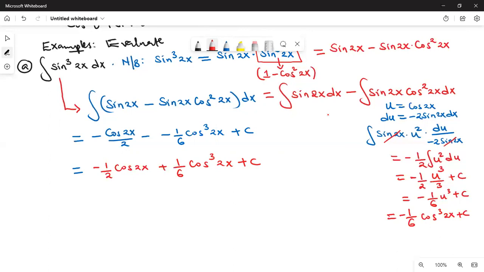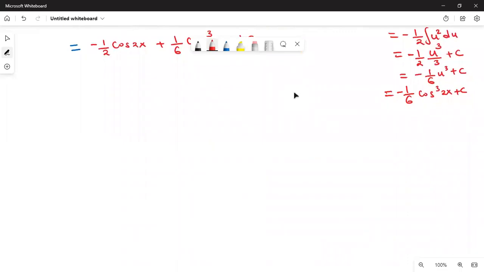And lastly, let's look at if we have cosine raised to 5 of 3x. How are we supposed to go about this? So I'll give you another, we write that as part B. Part B, you want to integrate cosine raised to 5 of 3x dx. So again, you have to break down this. Cosine raised to 5 is the same as a product of cos 3x times cosine raised to 4 of 3x.